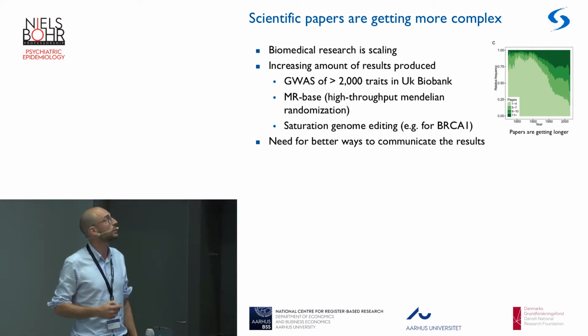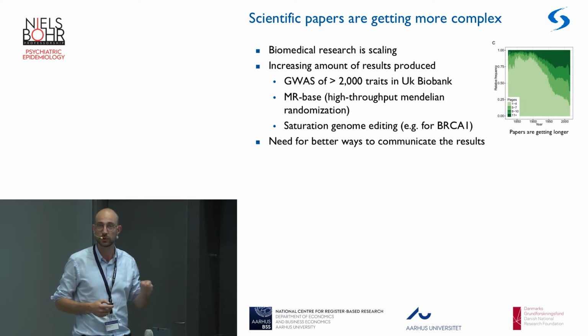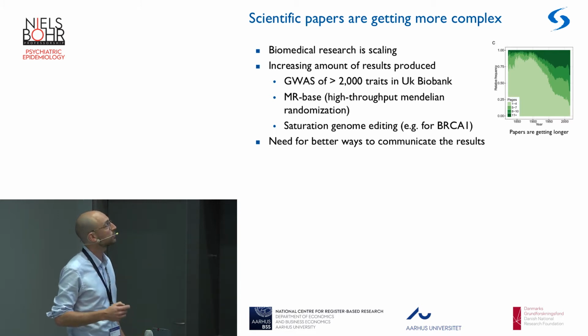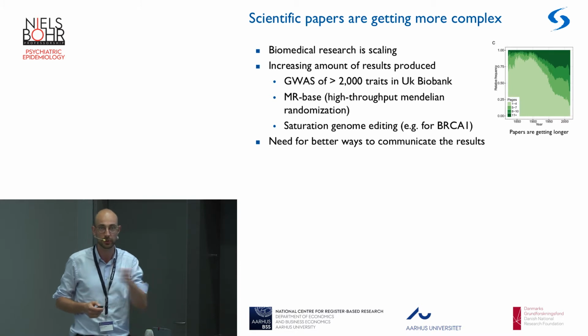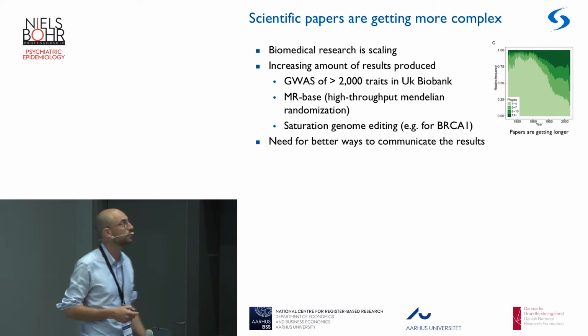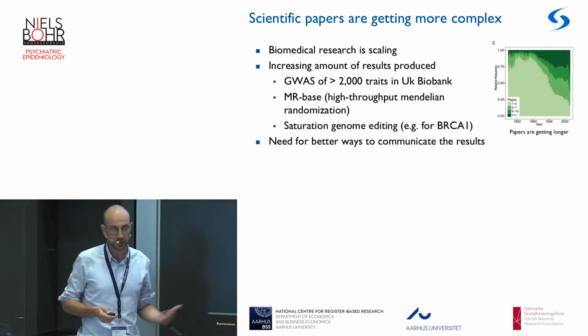This is some example of research we have been doing. We've just generated a GWAS of more than 2,000 traits in UK Biobank. We actually produce more data than what we imputed when we use it for the analysis. MR-Base is another large-scale high-throughput Mendelian randomization, and we will see more and more saturation genome editing, so trying to CRISPR out every possible mutation in the genome and see the effect of that. So how do we report this result? How do we make it available to the public?